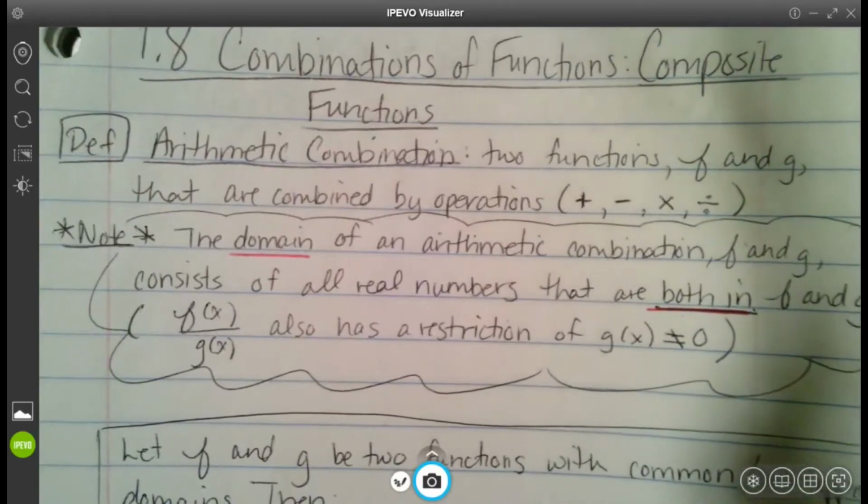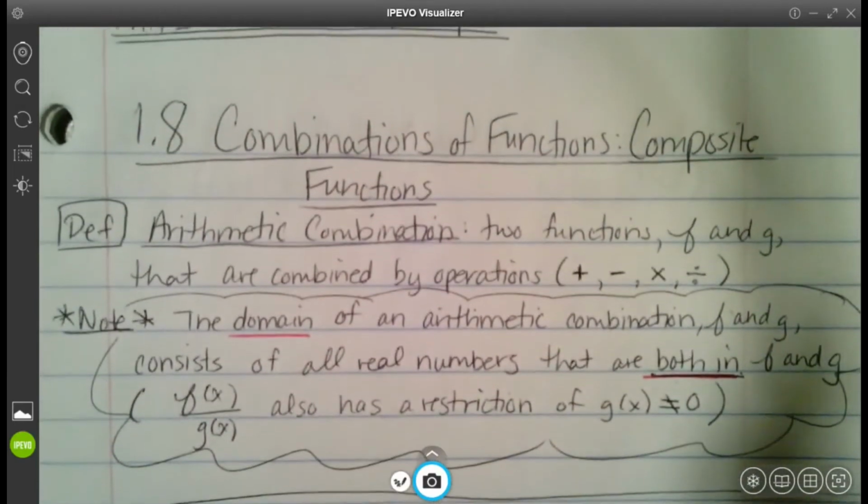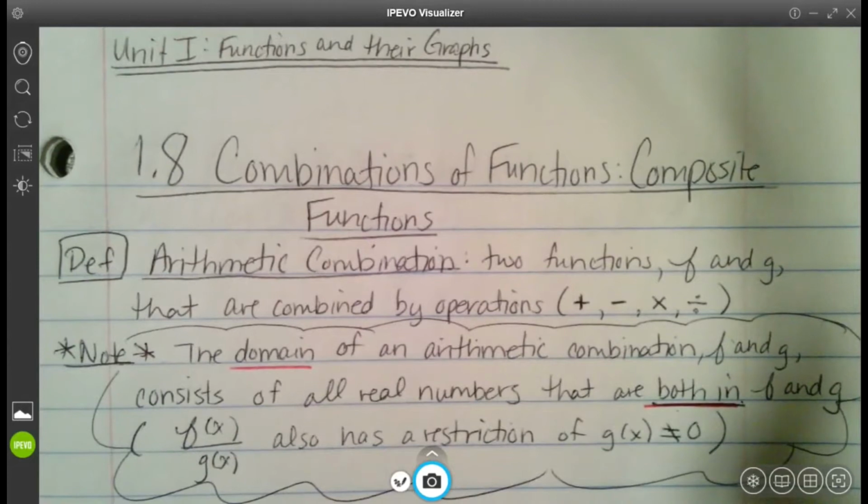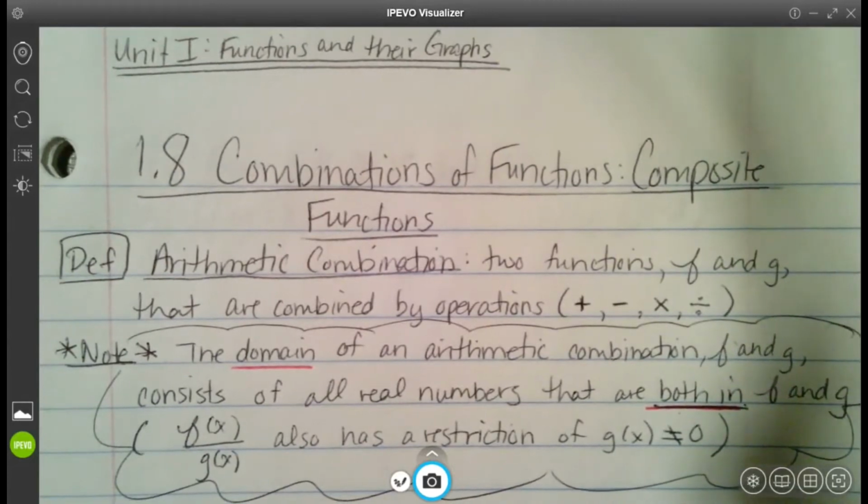All right, in this video, we're going to go ahead and cover section 1.8, combinations of functions and composite functions. This is also part of unit 1. Okay, we're almost done with this chapter.